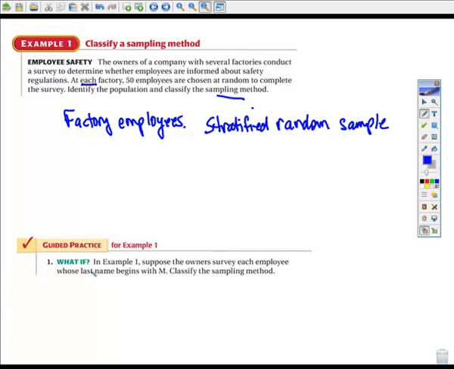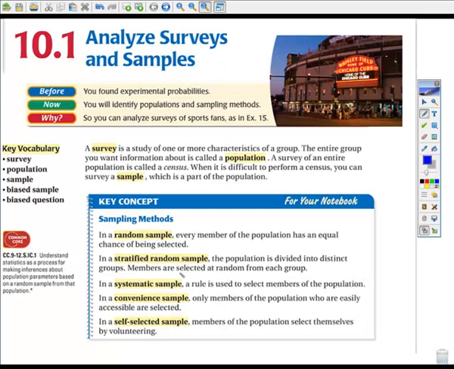The next example says, what if, in that last example, suppose the owners survey each employee whose last name begins with M. Now classify the sampling method. So we're constructing a rule now. You're only going to be surveyed if your last name begins with M. So that's a systematic sample. We're using a rule.